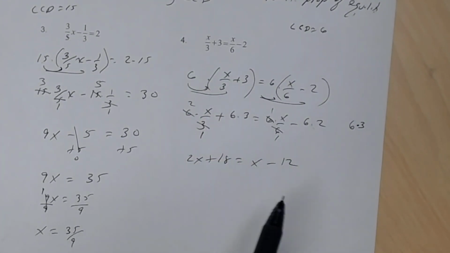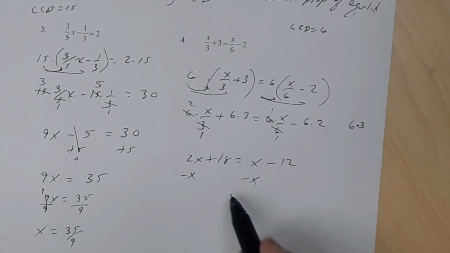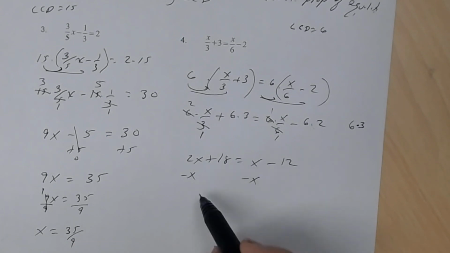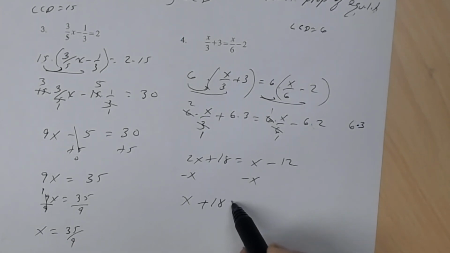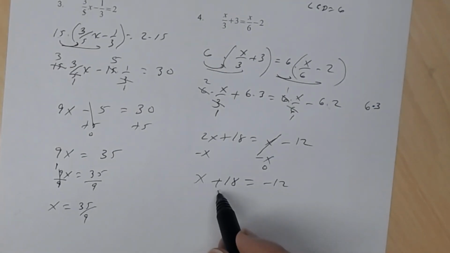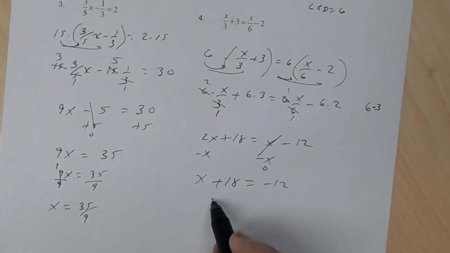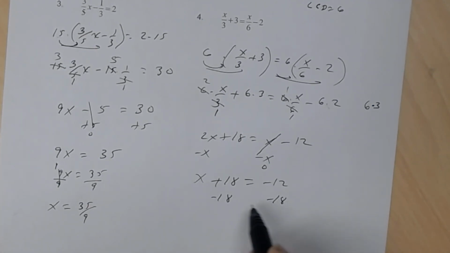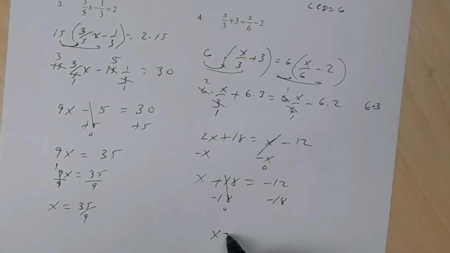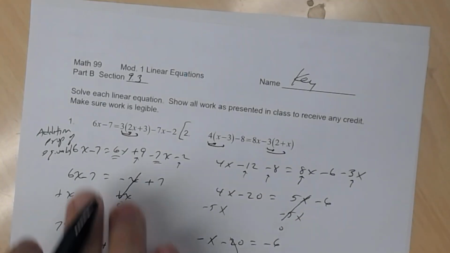So let's bring the variables to one side. I'm going to subtract x from both sides, so I'm using the addition property of equality. Now I'm going to combine like terms. 2x minus x is x, plus 18 equal, that's 0, minus 12 is negative 12. And then to get x by itself, addition is easy because the coefficient is already a 1. So I'm going to subtract 18 from both sides. Then combine like terms, so I get x to be negative 30, and that's your solution. All right, so that's the key to worksheet part B.